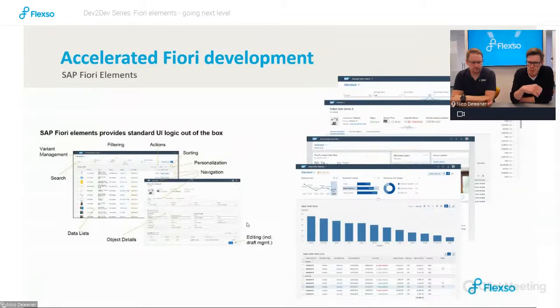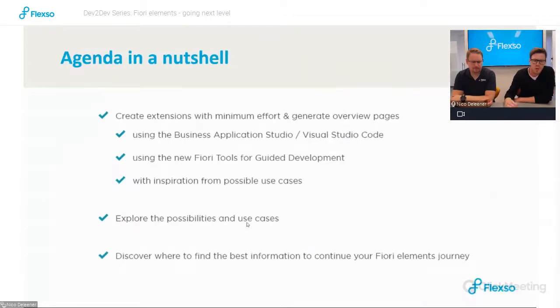So that is what we want to cover today, maybe in a nutshell. We will generate an overview page. We will create an extension using both Visual Studio Code as well as Business Application Studio. We will use the Fiori tools. That is very important and handy. And we will hopefully inspire you with some use cases as well as provide you some additional information to just continue your journey in Fiori elements. So let's start with the content then.